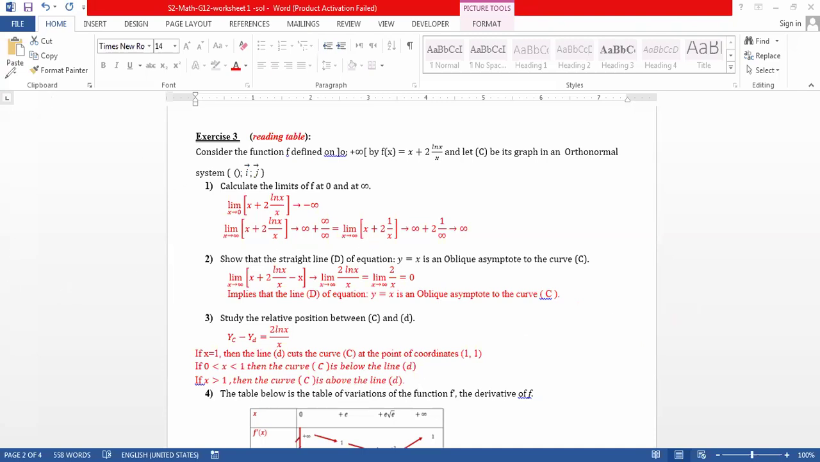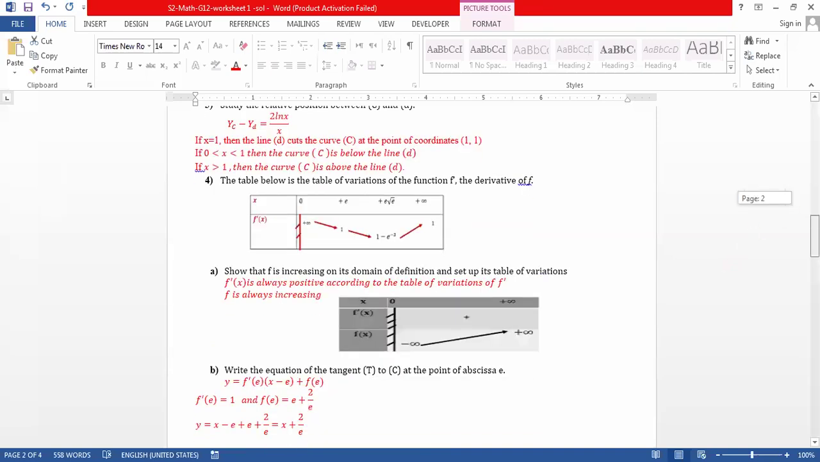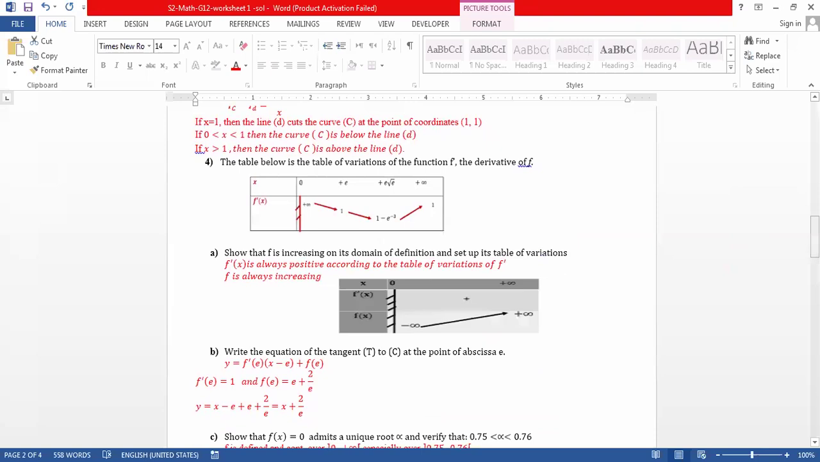Now, we finished. Here below is the table of variation of the function f prime, which means here we have the table of variation of the derivative. And we are asked to show that f is increasing over its domain.